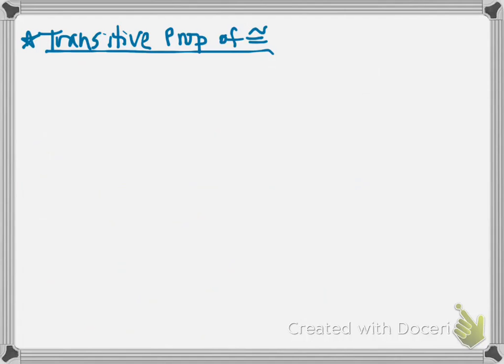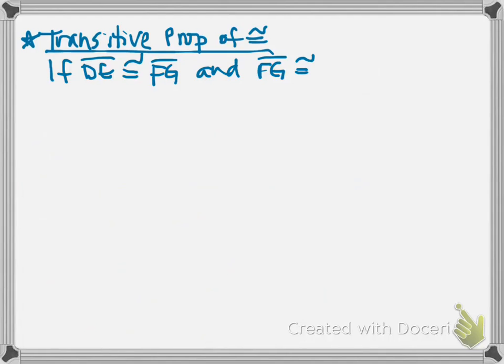All right, so the last is the transitive property of congruence. Which says if segment DE is congruent to segment FG and segment FG is congruent to segment JK, then, because we have an overlap of segment FG, we can say that segment DE is congruent to segment JK.